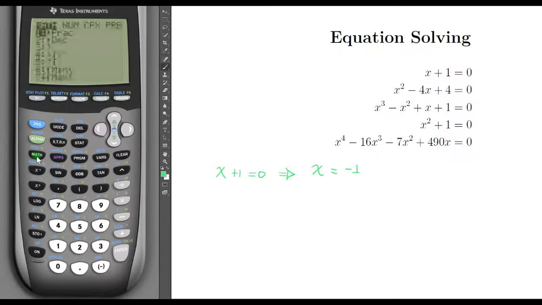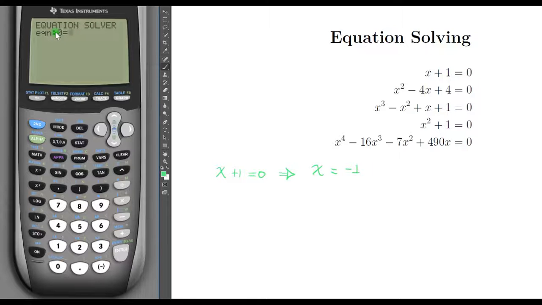So you go to math. You go down all the way to 0, where it says solver. You press enter, and you notice it says equation solver, EQN for equation, 0 equals. Notice that the equation solver will only solve when it's equal to 0. So if you have something that is not equal to 0, make it equal to 0 by subtracting or adding, whatever you need to do. And we're going to do some examples like that soon.